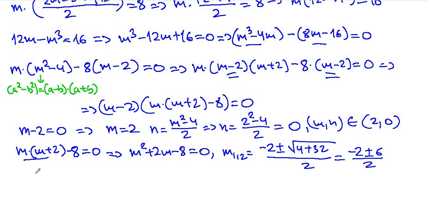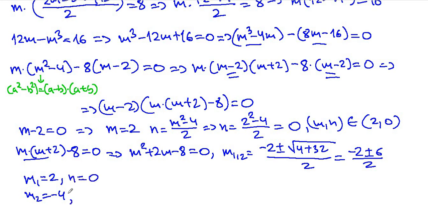And here, m1 is equal to, if we take with plus, then minus 2 plus 6 is 4. 4 divided by 2 is 2. And m2 is equal to, if we take with minus, then minus 2 minus 6 is minus 8 divided by 2, is minus 4. So, therefore, we already found that if m is equal to 2, then n is equal to 0. So here I can immediately get n is equal to 0.